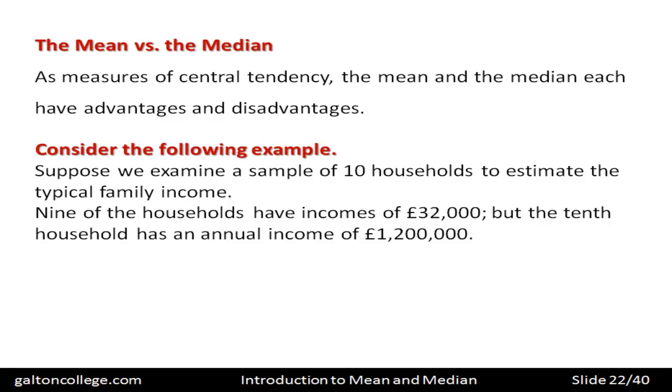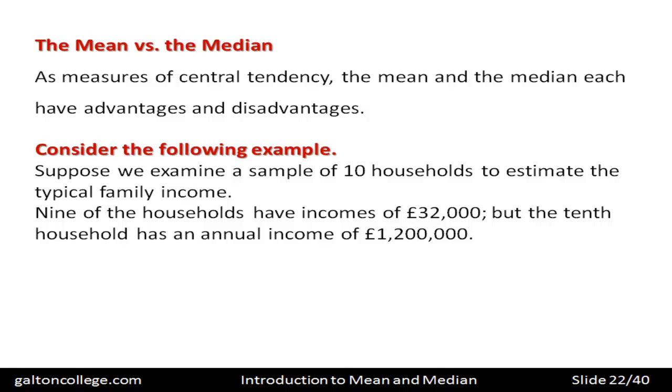We're only going to look at 10 households and try to work out what the average household in the UK has as an income, but that's not very realistic. There are many households in the UK. Just selecting 10 is not a good way to go about this, but just for our purposes here, we're going to select a sample of 10 households to estimate the typical family income.